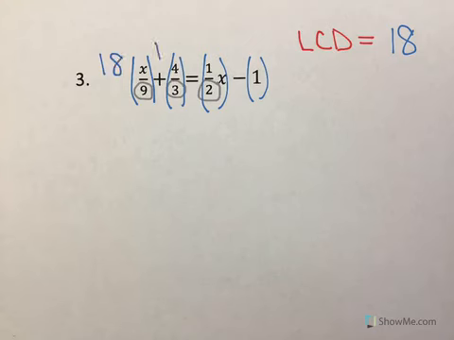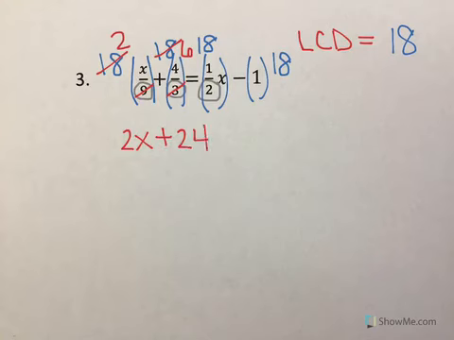I am going to do the cross-out method here. I think it's quicker and I just prefer it. So with the cross-out method, I'm going to divide. And so 18 divided by 9 is going to give me 2. And then I can multiply 2 times x gives me 2x. Then I have 18 divided by 3 is 6. 6 times 4 gives me 24.